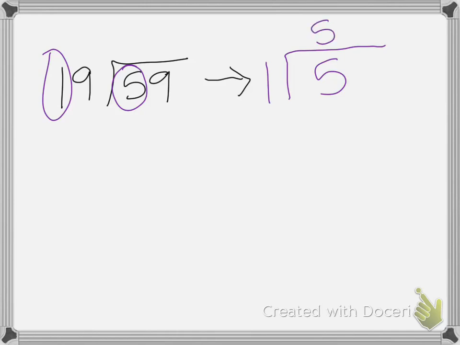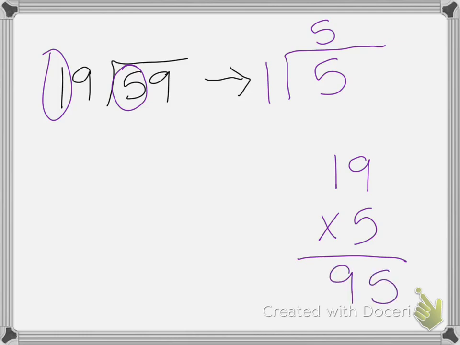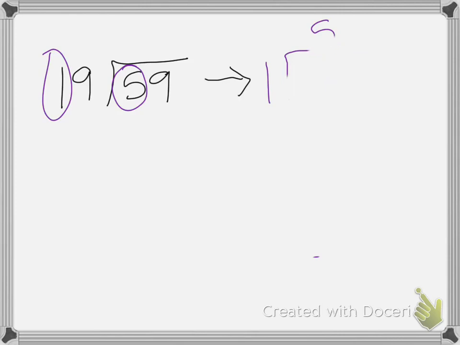So what we can try to do is we can say, okay, well, what's 19 times 5? And 19 times 5 happens to be 95. And 95 is obviously much bigger than 59. So we know that it can't be 5 times. So the first digit trick just doesn't work in this case.